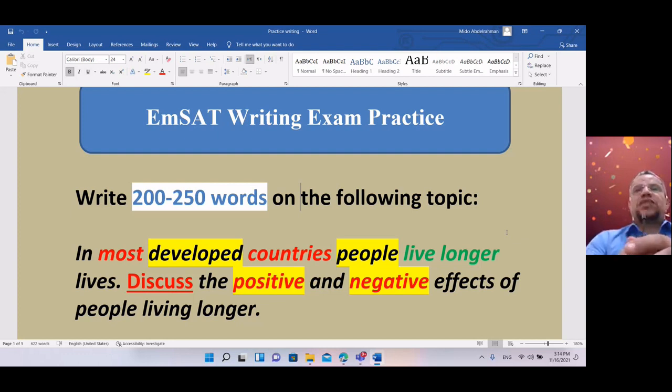People of these countries live longer lives, which means they live a long time, dying after 100 or 110 or 120.